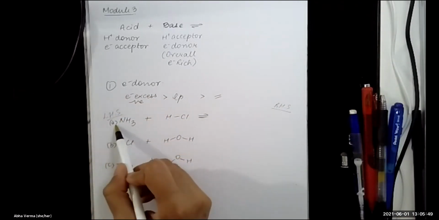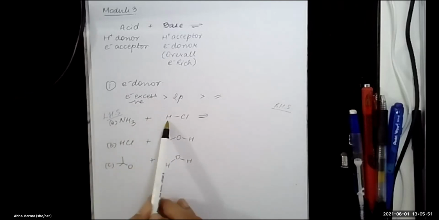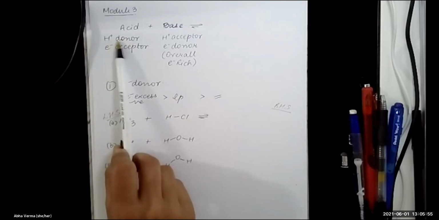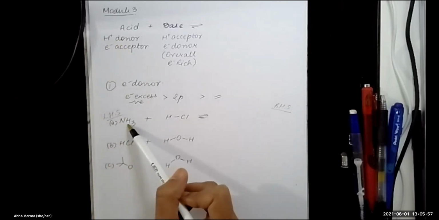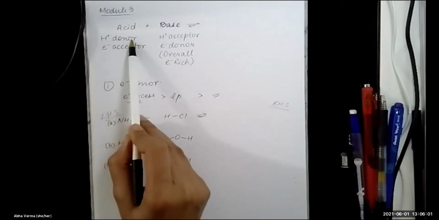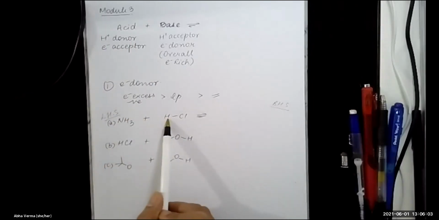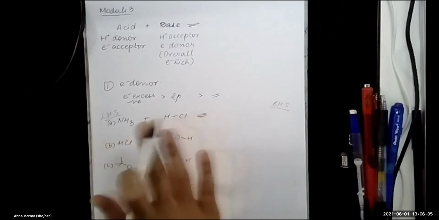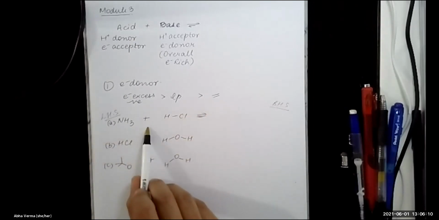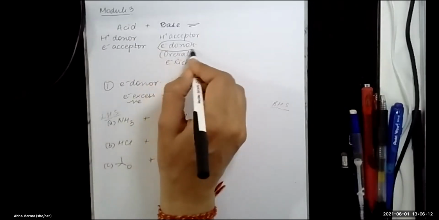In example A, I have this molecule and I have this molecule. If I had followed the Bronsted-Lowry concept, I would say, oh, this has a hydrogen and this has a hydrogen. Both of them should be the hydrogen donor. Both of them should be the acid. But that is not how you must look at it. You must look at the electron donor.